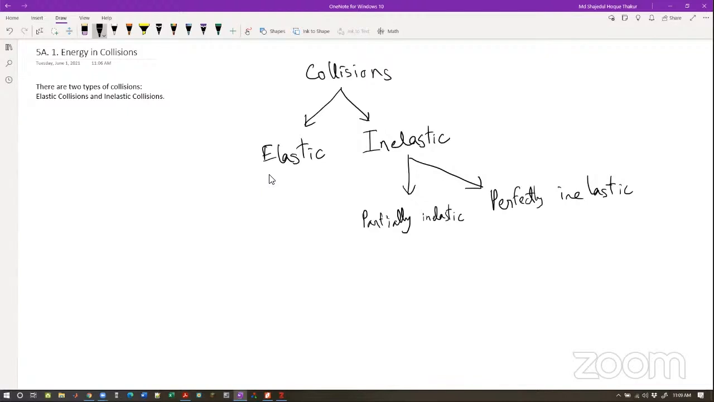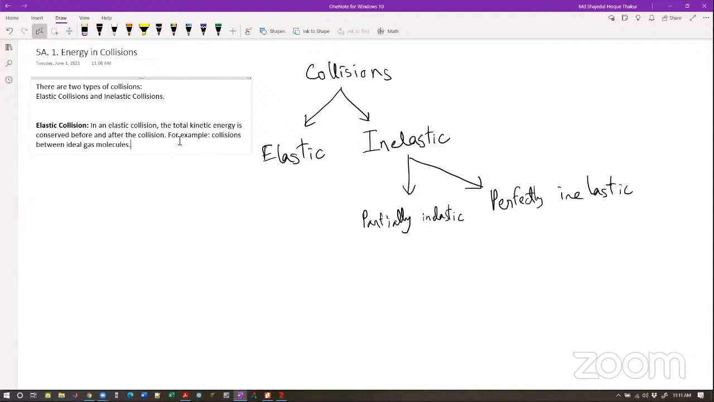What do these words even mean? Elastic, inelastic, partially elastic, perfectly inelastic. Elastic collision means that total kinetic energy is conserved before and after the collision. Let me write that down. In an elastic collision, the total kinetic energy is conserved before and after the collision. So, for example, collision between ideal gas molecules. So that's elastic collision.